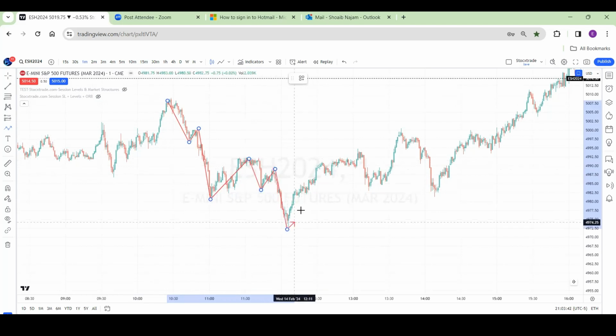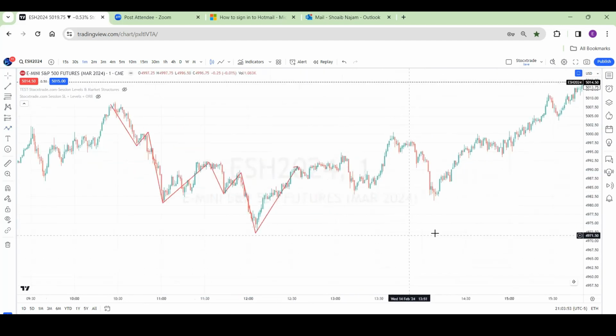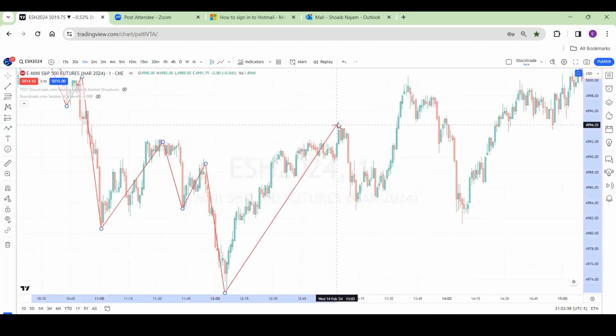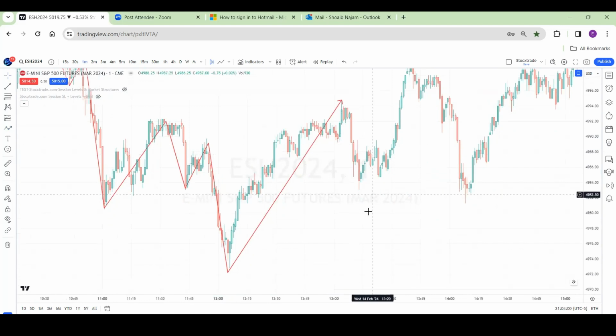Okay, then low. Now you see that here the market broke the previous high. Okay, so now you need to wait for the entry. What is the time? It is 1 o'clock. Don't worry. Okay, market went up, now it is coming down.